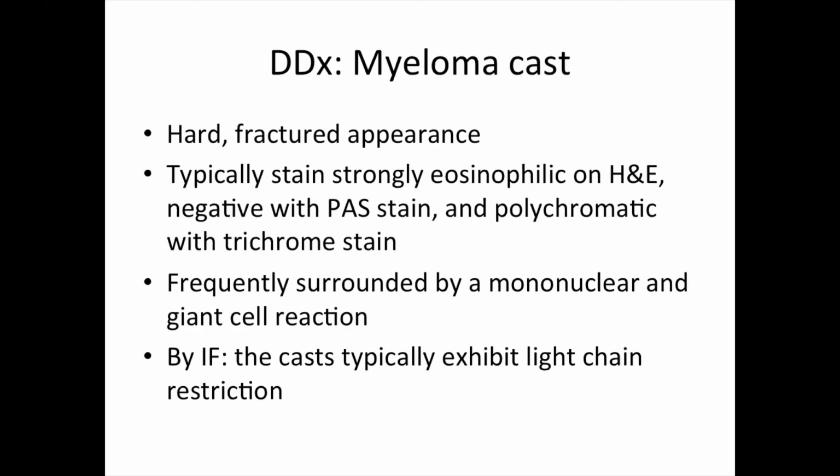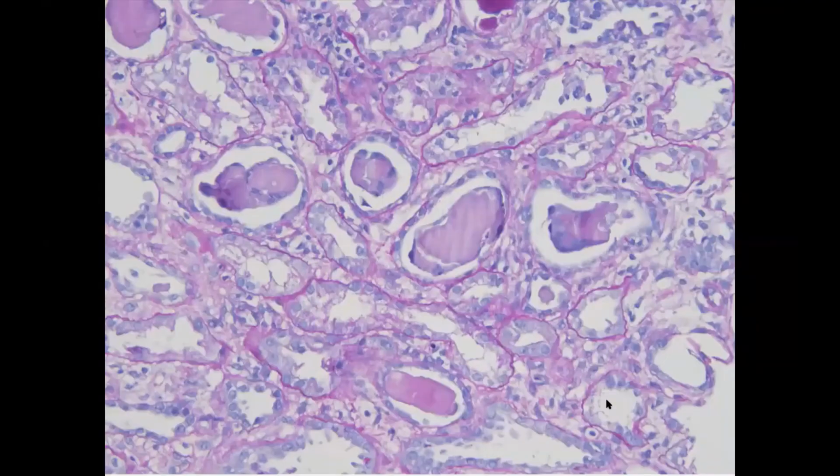Alright, so this is the PAS. And how do we know that this is PAS? The tubular basement membrane is kind of highlighted. And it's kind of pinkish.